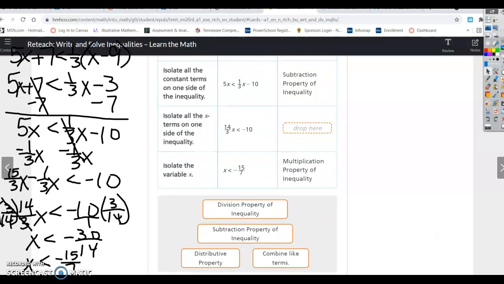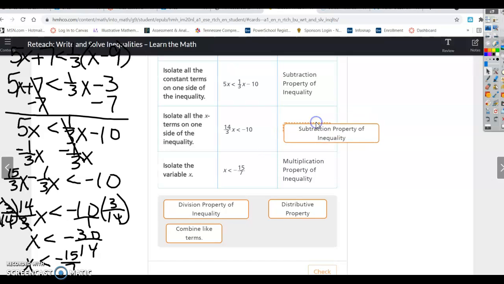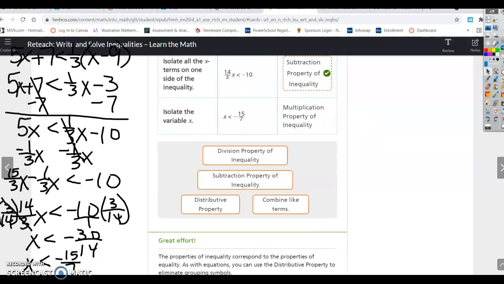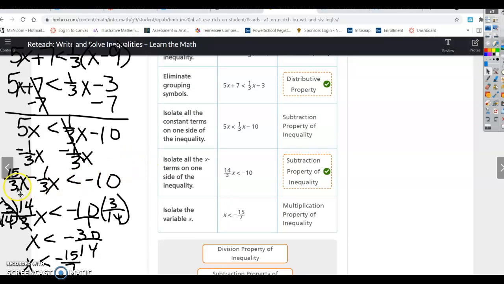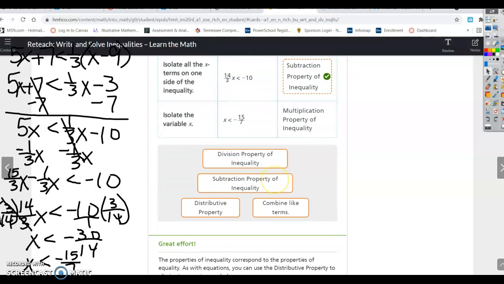All right, so they go from subtraction property to... they may just be calling that subtraction property again because it is combined in like terms, but you're subtracting a fraction from a fraction. If you come back over here and see 15/3 x minus 1/3 x, even though those are on the same side, you could call that combined in like terms, but they're going with subtraction property.